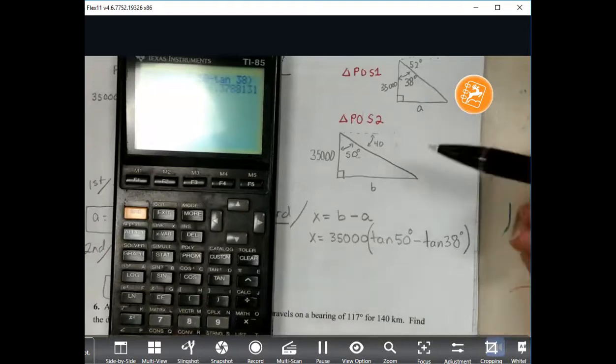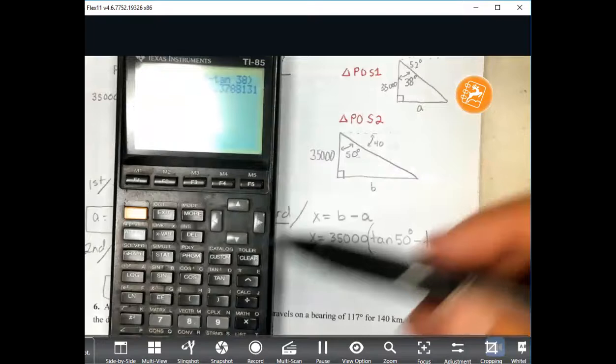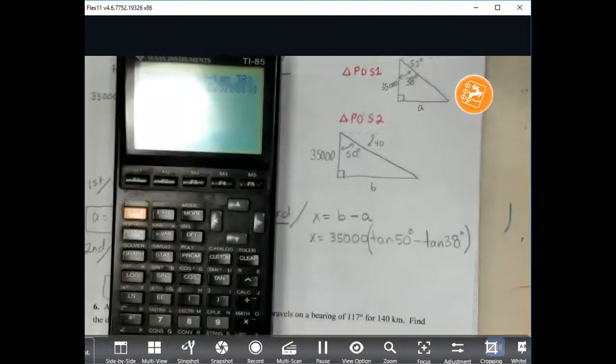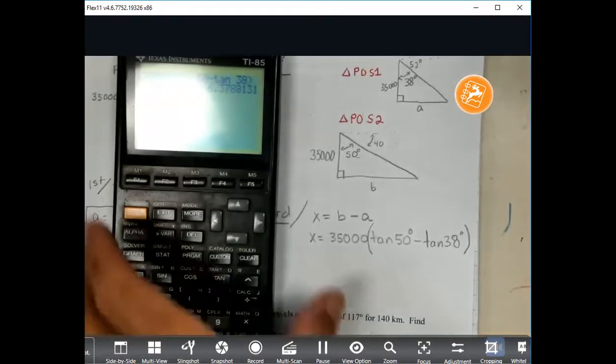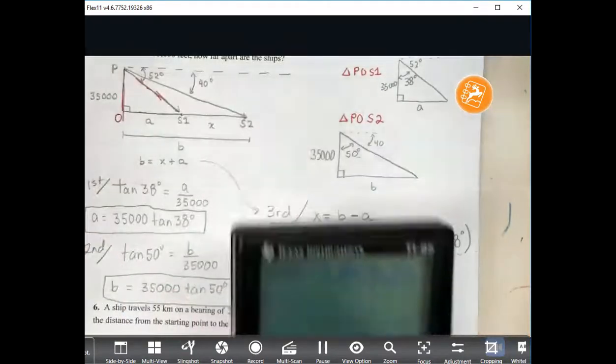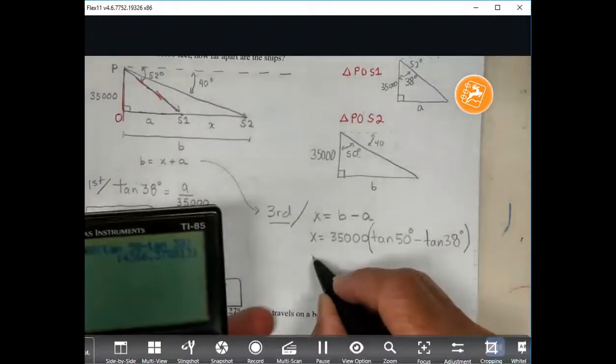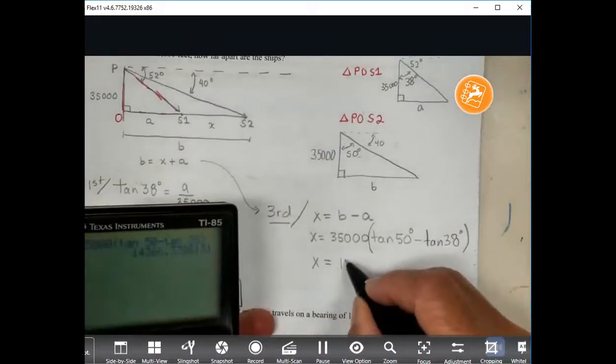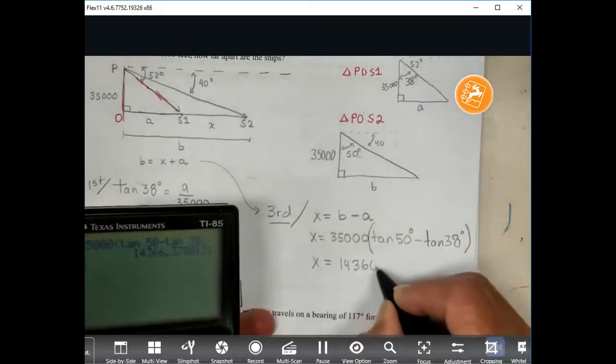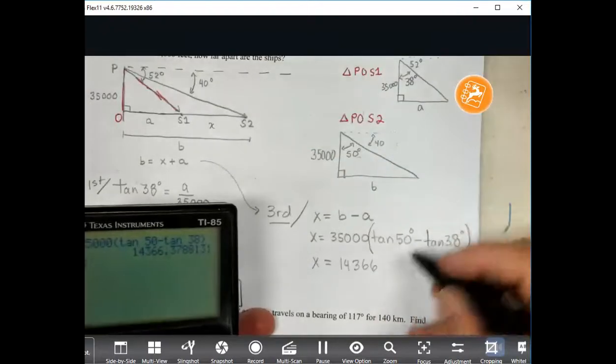Everything was done without any decimal places in your statement of the problem, so I'm going to take my answer just to the nearest whole number. So I get x is equal to 14,366, and that's going to be feet apart.